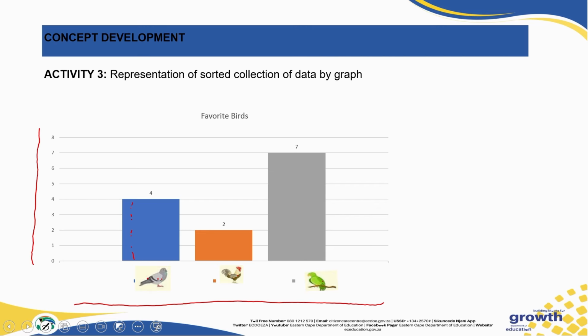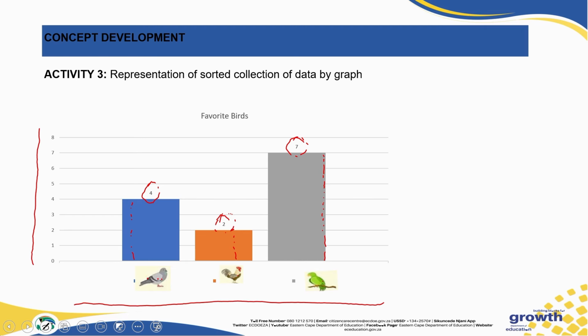Now we move to the roosters. We said we have 2 roosters. 1, 2. That's correct. Our roosters, we have 2 roosters. Correct? Grade ones. Now we move to the birds that these students like the most. We said they are 7. 1, 2, 3, 4, 5, 6, 7. That's correct. Here is the number of our parrots.